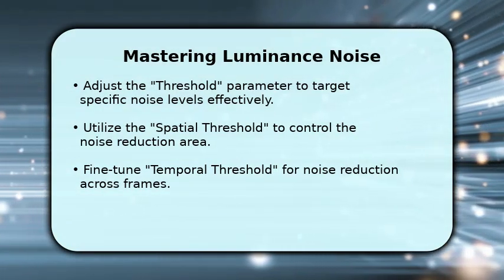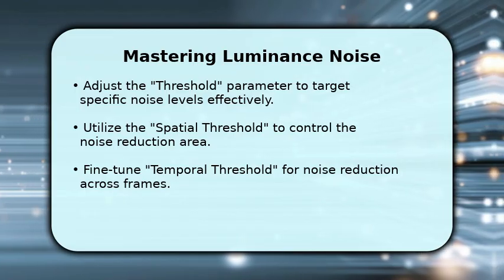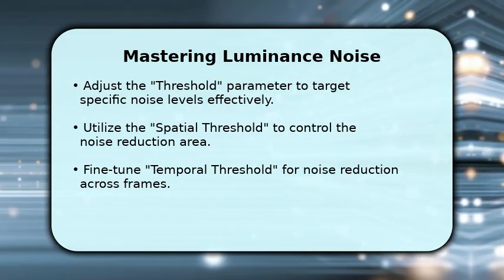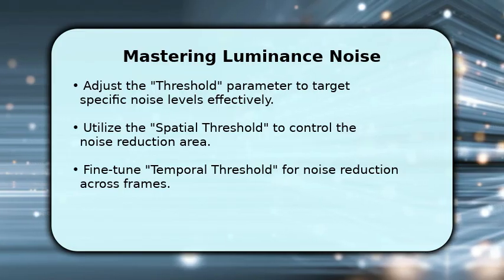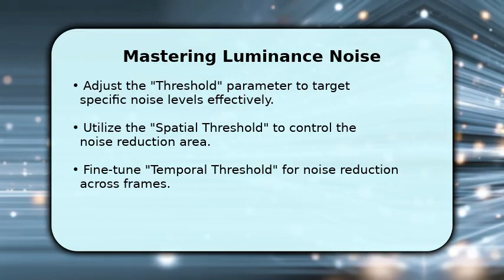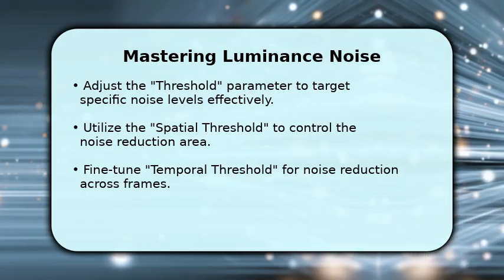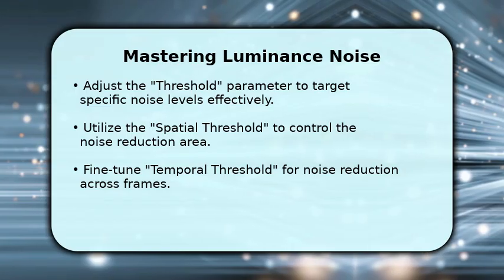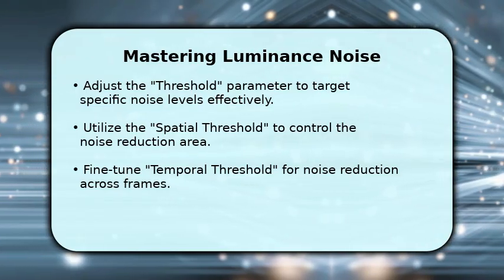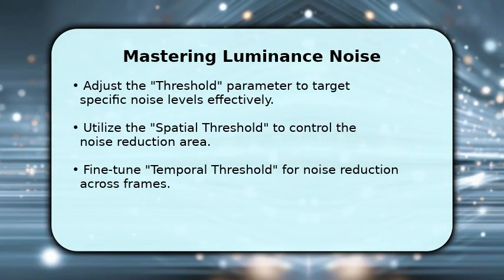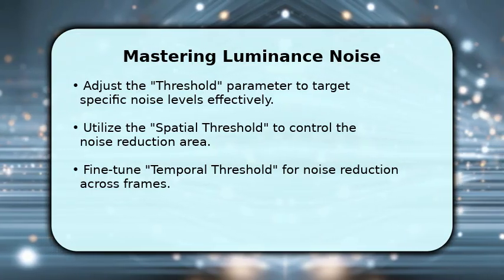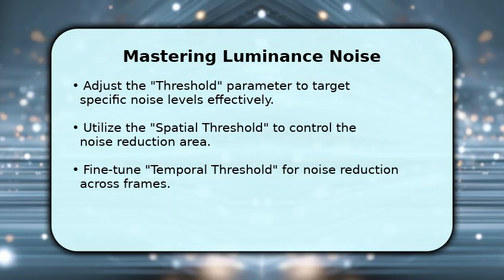On the color page, locate the noise reduction panel. Adjust the threshold to target the specific brightness levels where noise is most prominent. Then, use the spatial threshold to control how broadly the reduction is applied across your image. For moving footage, fine-tune the temporal threshold to reduce noise consistently over several frames. Remember, a little goes a long way to maintain detail.